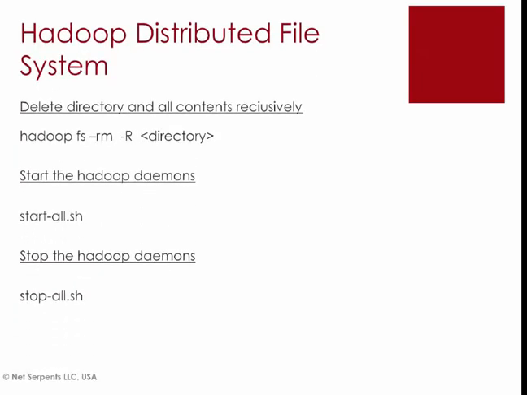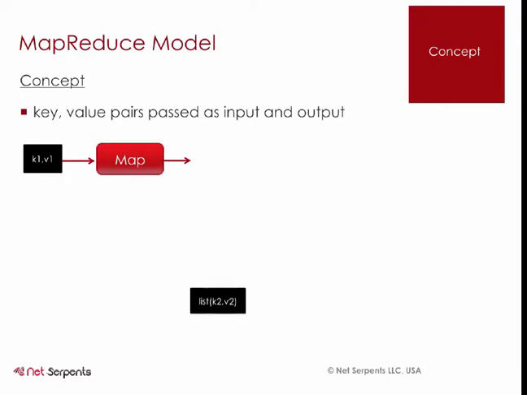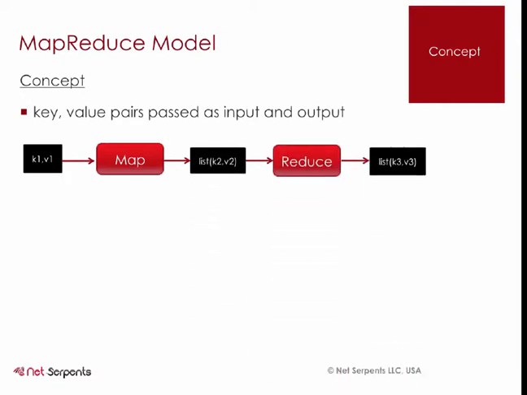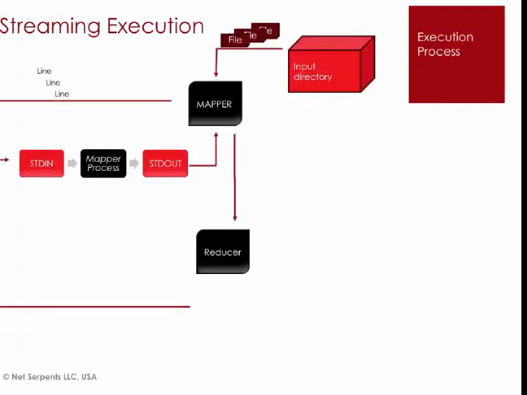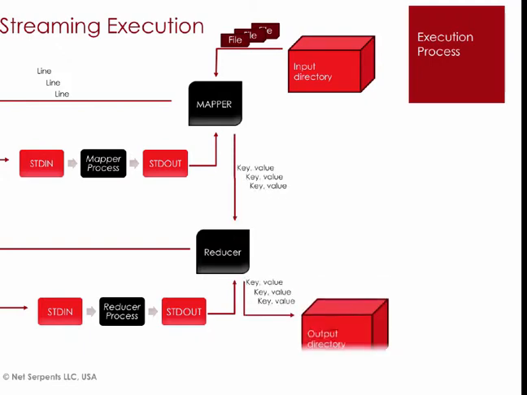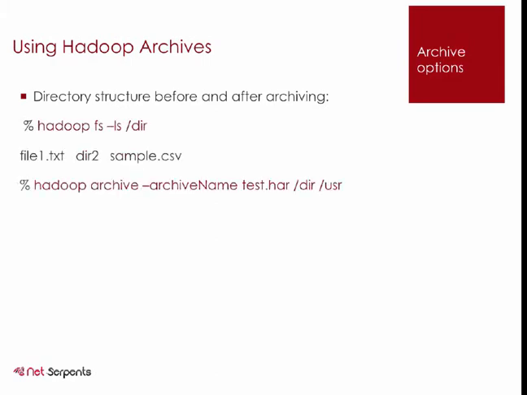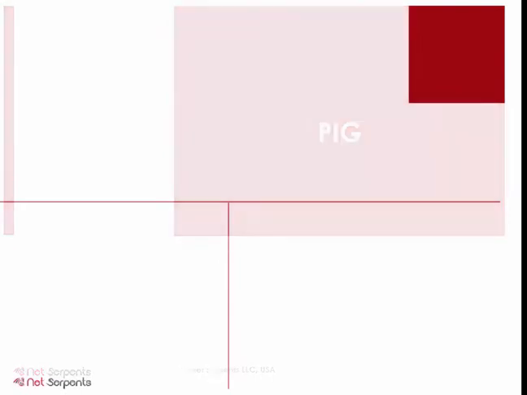This course explains the MapReduce model in depth to get a solid understanding of the key concepts, including key value pairs and the process of job execution using mappers and reducers. Streaming is an important component of Hadoop, allowing languages other than Java to use the Hadoop MapReduce system, and this course explains it in detail. Commands to be used with the Hadoop archive utility are clearly explained and demonstrated.